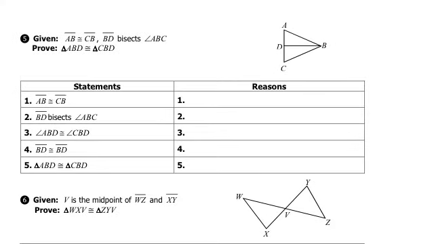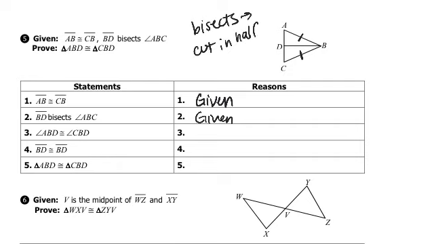So here we go. My givens, I always start with that. So I'm given that AB is congruent to CB. BD bisects ABC. So that's also given. Now we have to think about what bisects means. Bisects means to cut in half. So that means if it bisects an angle, it's going to cut an angle in half.